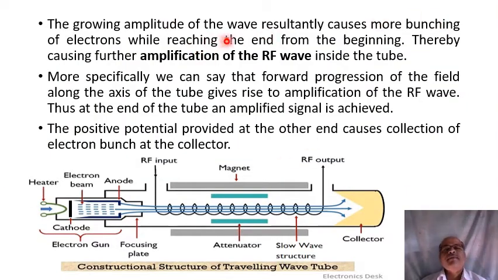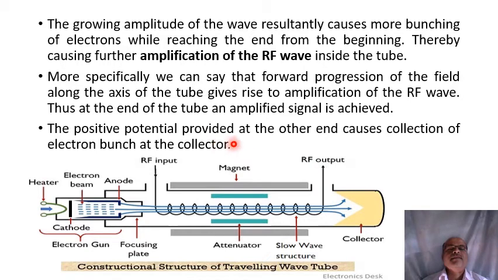The growing amplitude of the wave resultantly causes more bunching of the electrons while reaching the end from the beginning, thereby causing further amplification of the RF wave inside the tube. More specifically, we can say that forward progression of the field along the axis of the tube gives rise to amplification of the RF wave. Thus, at the end of the tube, an amplified signal is achieved. You get the amplified signal here.